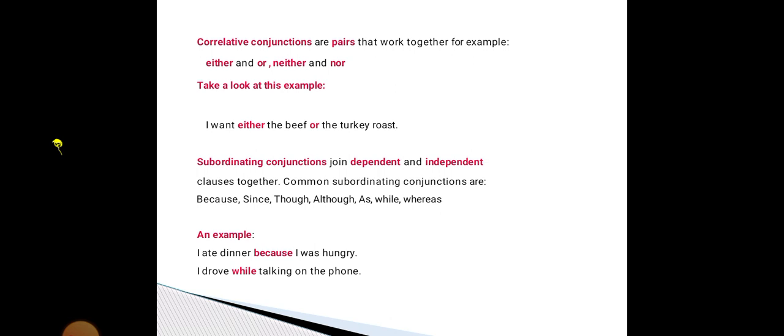Because, since, though, although, as, while, whereas. These words all come under subordinating conjunctions. What is an example of a subordinating conjunction? I ate dinner because I was hungry. I joined while talking on the phone. These are called subordinating conjunctions.